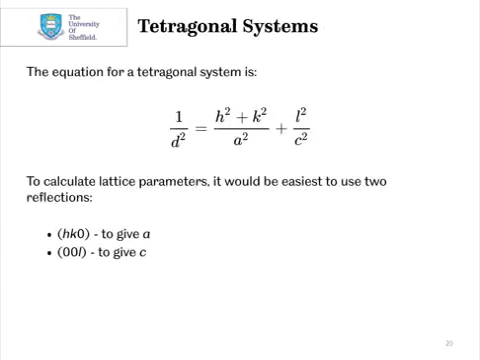The equation for a tetragonal system is a little bit more complicated. 1 over d squared equals h squared plus k squared over a squared plus l squared over c squared. So we have a separation here of the h, k, and then the l Miller indices. If we want to work out the lattice parameters from this, we're going to need an hk0 type reflection to give a, and a 00l reflection to give c. So for example, you might look for a 001 to find out what c is, and then a 110 to find your a lattice parameter.